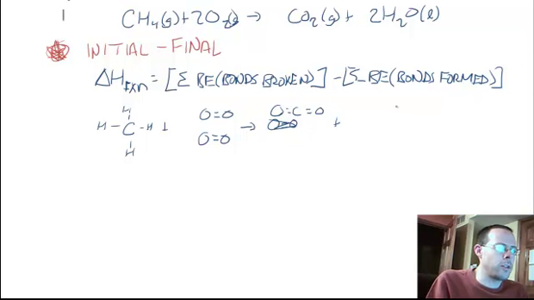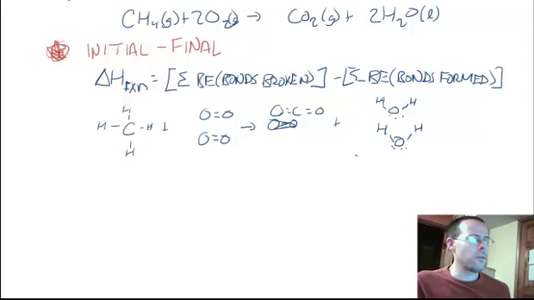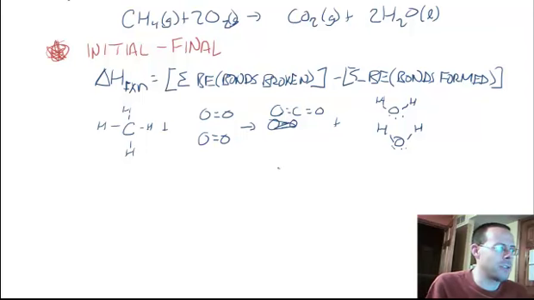Plus water, which happens to be a bent molecule. It's not that important that you draw it bent here, but we do have 2 waters. So I'm just going to draw 2 bent waters. If we're going to put lone pairs, we could. We don't have to. But here's our Lewis representation of what's happening.